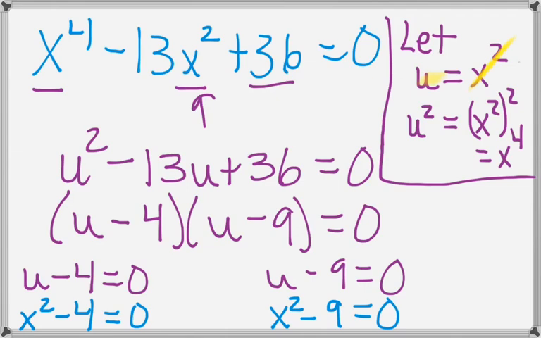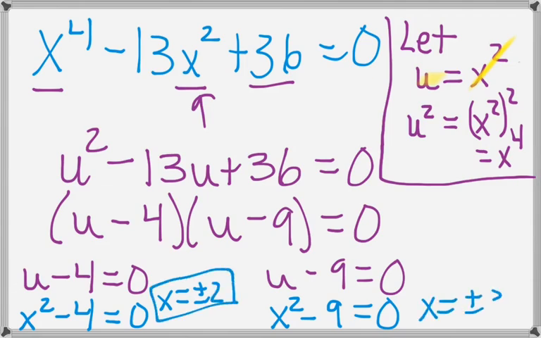So now we have two quadratic equations to solve, and again, you can factor, you can add the 4 over and use the square root property, however you want to solve those quadratics, but you're going to get two solutions from each, so plus and minus 2 from the first one and plus and minus 3 from the second one.